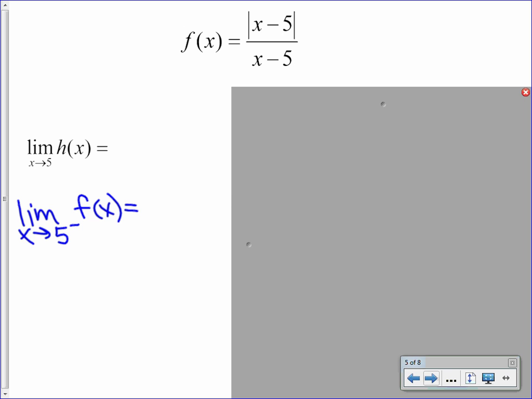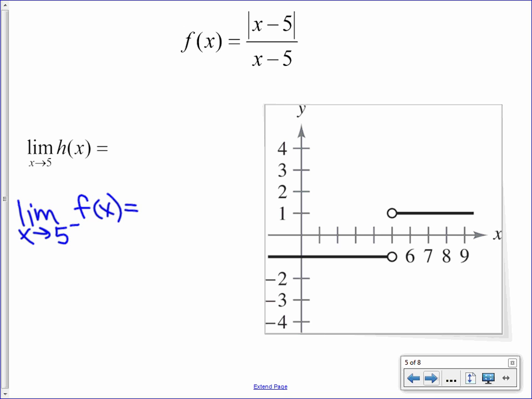Like this? And what are the heights of these? 1 and -1. Why? Because we either have negative x minus 5 over x minus 5 or positive x minus 5 over x minus 5, correct? So that's why we have this at 1, this at -1.